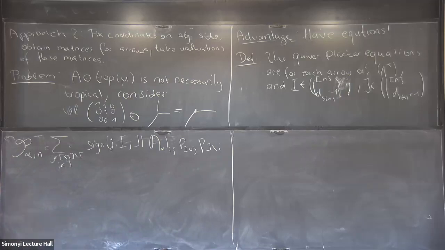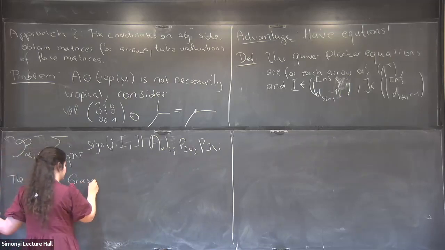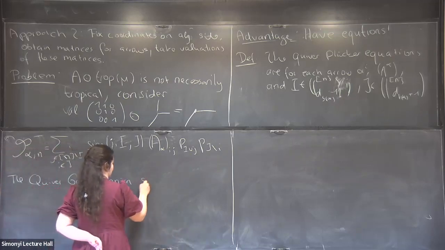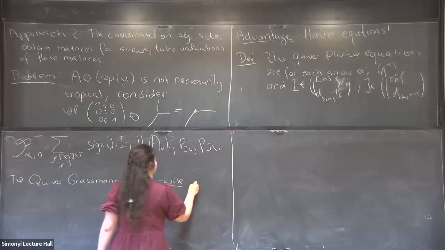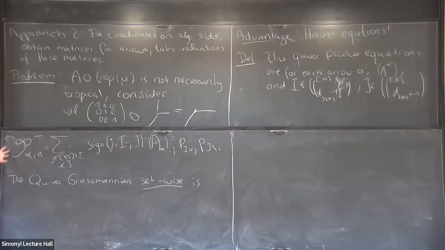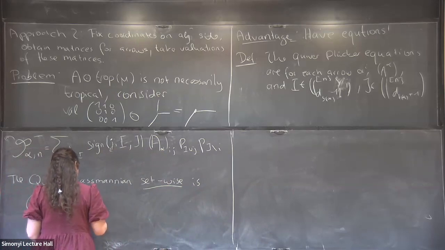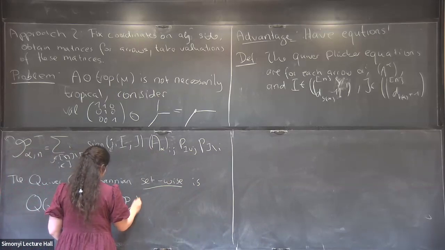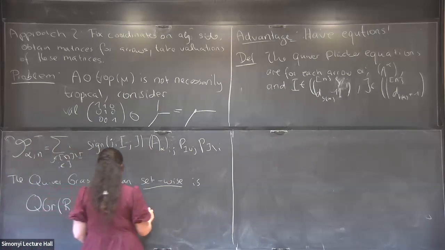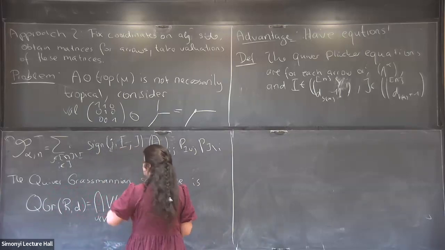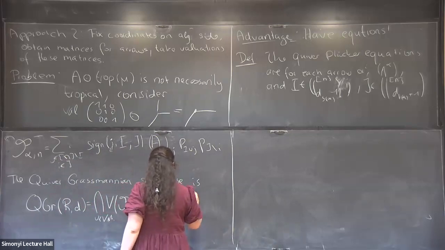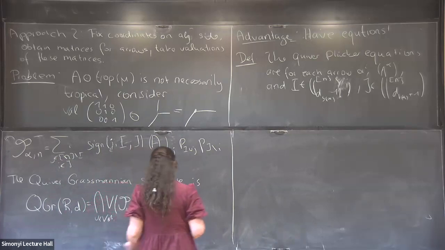So the Quiver Grassmannian, set-wise, is the space cut out by all the Quiver relations for each of the arrows and all of the Quiver relations for each of the vertices, intersected with whatever surface is cut out by these Quiver relations over here, alpha in my arrows.